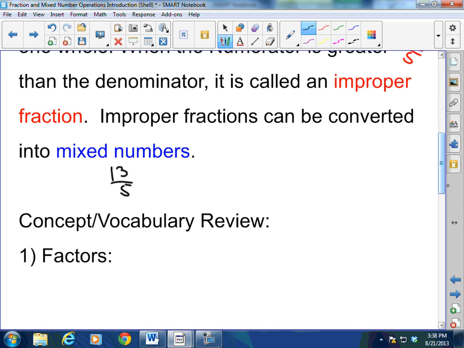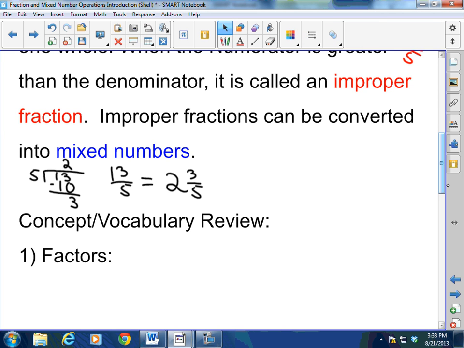I'm going to show you all the work, but I usually do this in my head. I ask myself, okay, how many times does 5 go into 13? Well, 5 goes into 13 2 times, which is 10. And I have 3 left over. And that's it. That's my mixed number. I have 2 whole times that 5 went into 13, and I've got 3 out of 5 left over.